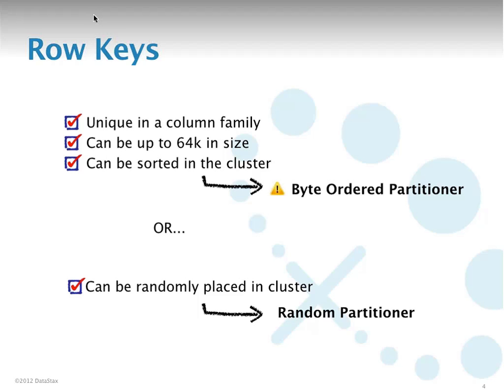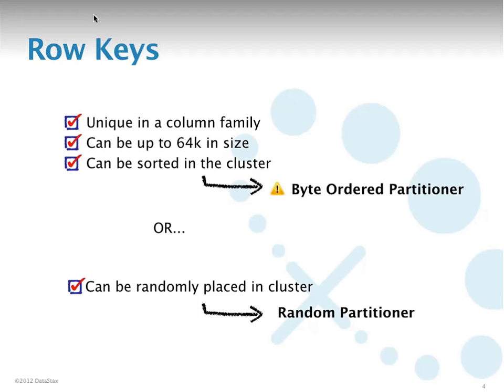And there are two ways to sort those. The first one is to sort them by using the byte order partitioner, or BOP as the cool kids call it. If you notice there's a little exclamation point there, that's because it comes with a warning: don't do this unless you really know why you want to do it. You'll hear plenty of people, when they're talking about Cassandra and byte order partitioner, freak out about it.